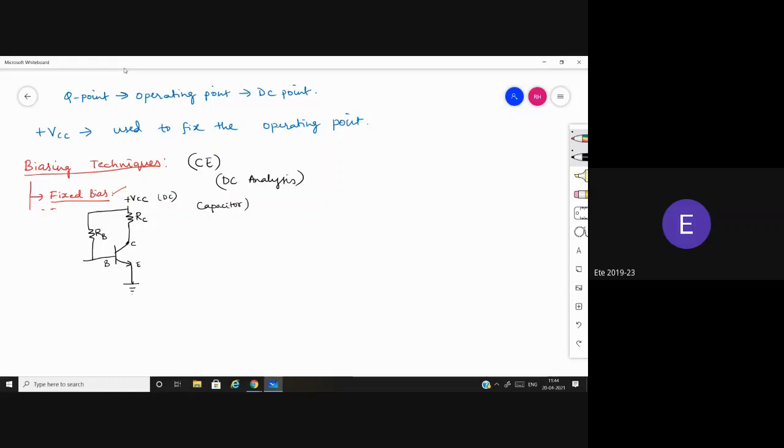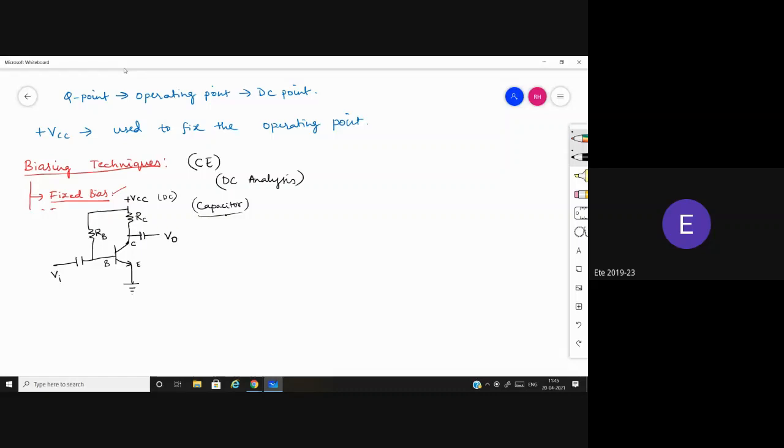Can anyone guess why we have not used any capacitor here? Because it's a DC supply, not AC. Yes, it's a DC supply. If you use a capacitor, what happens? It will block the current. It will not allow it, right? So a capacitor will not be used. But in some problems, to confuse you, they'll connect one capacitor like this. It is just for confusion. But since we are doing DC analysis, we should ignore those capacitors because they act as an open circuit.